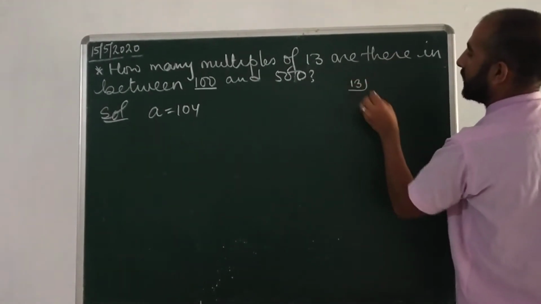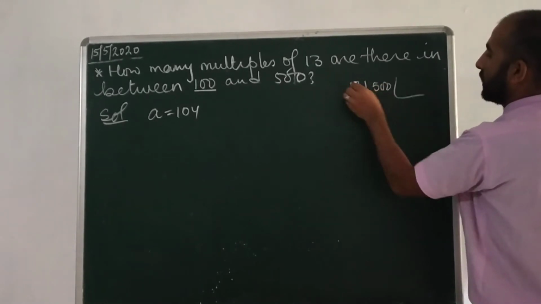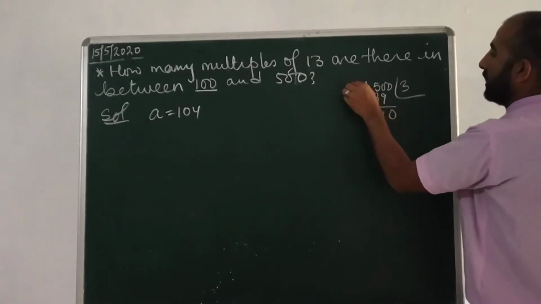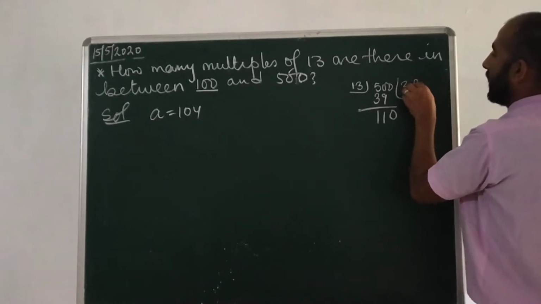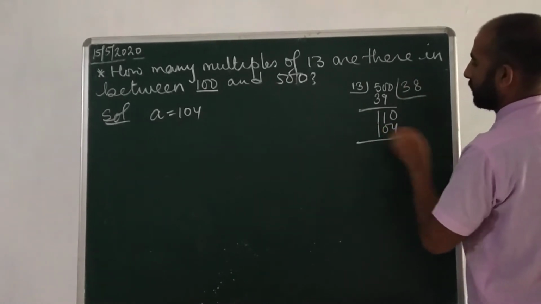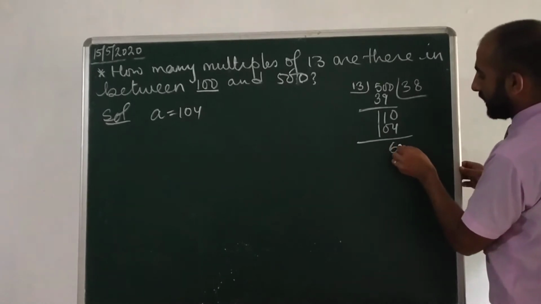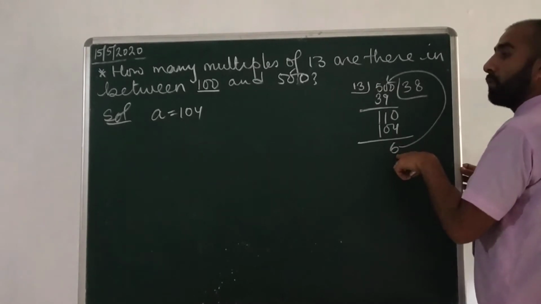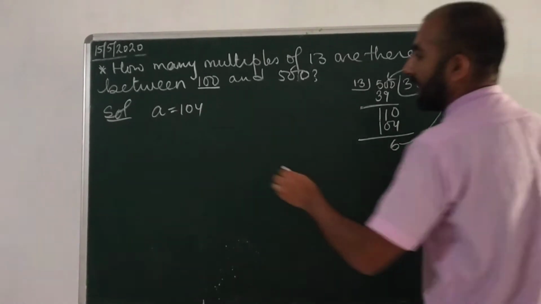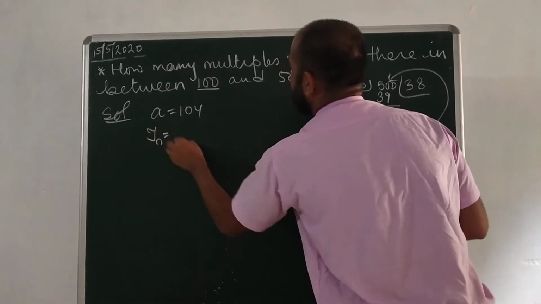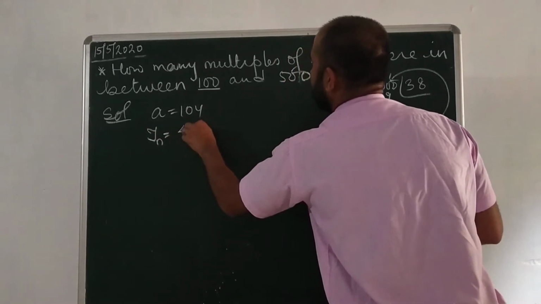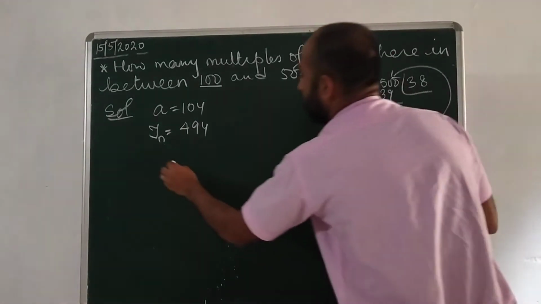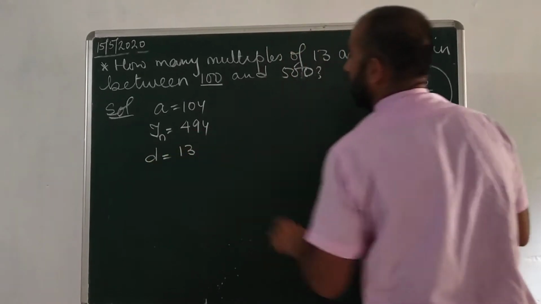What I'm going to do is divide 500 by 13. 13 threes are 39, 11 left, 0 comes down. 13 eights are 104, so 6 left. This 6 I am going to subtract from 500. So 500 minus 6 will give you 494. So the last term which is a multiple of 13 is 494. We know that we are finding multiples of 13, so the common difference will be 13.